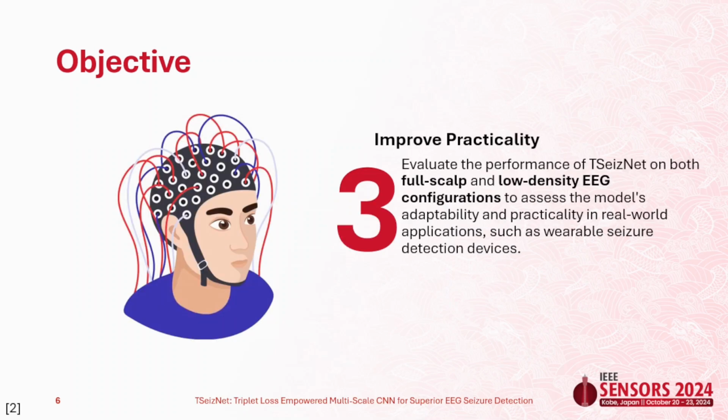And the last objective is to improve practicality. When ambulatory EEG recording is needed, there are patients that report that they feel social anxiety wearing an EEG cap in public places because of its complex setup. So we evaluate the adaptability of our model by evaluating it in both full scope EEG and ambulatory EEG.